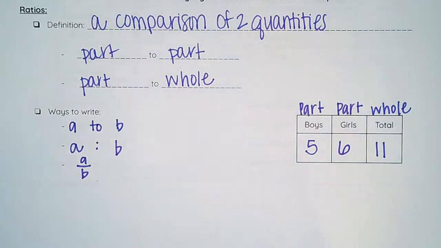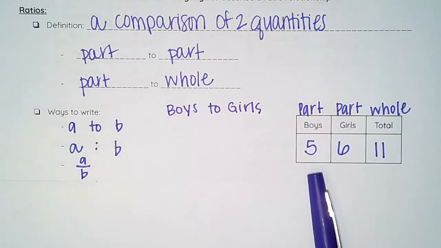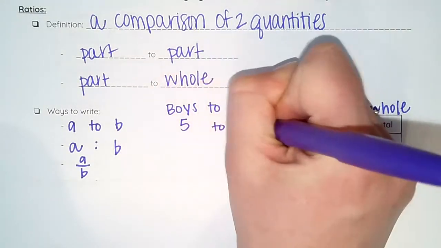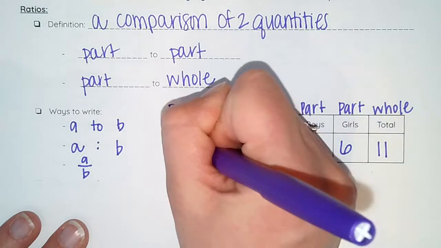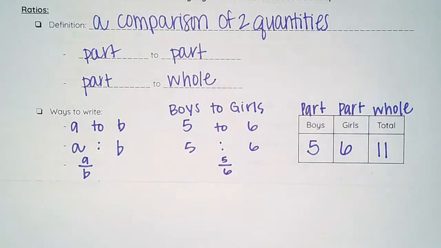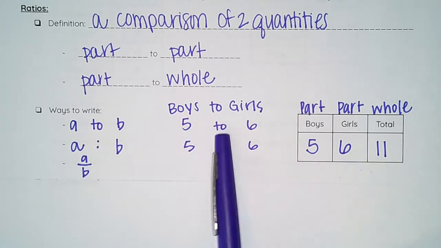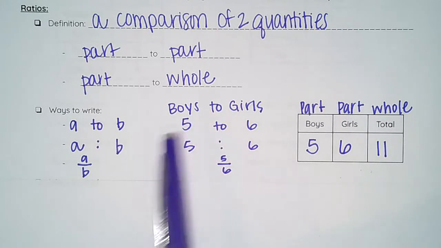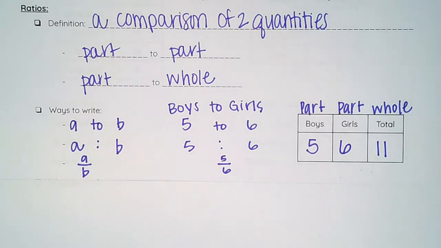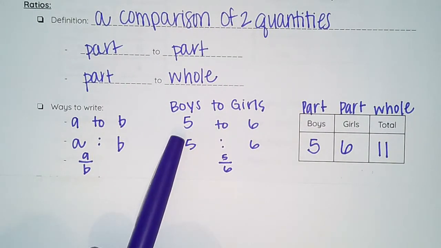So let's try. If I say I want to know the ratio of boys to girls, I can write it this way, 5 with the word to, 6. I can write that with the colon, 5 to 6. Or I could write that with that fraction bar, 5 to 6. Now, you want to make sure that you keep your order the same. So if we say we want to know the ratio of boys to girls, then you must write 5 to 6. If boys comes first, 5 must come first in your ratio. And the reason for that is it would just get confusing. If I said, I want the ratio of boys to girls, and you said 6 to 5, that's inaccurate. Okay, so if boys comes first in our statement, then boys will come first in our ratio.